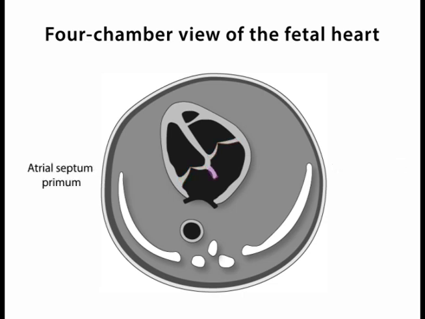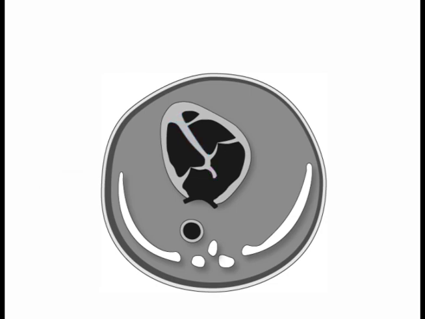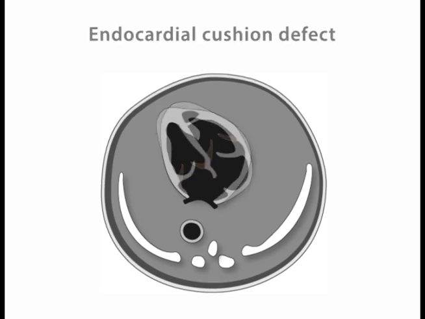Lastly, the atrial septum primum and ventricular septum can be visualized. During ventricular systole, the mitral valve and tricuspid valve close. During ventricular filling, the mitral valve and tricuspid valve open.